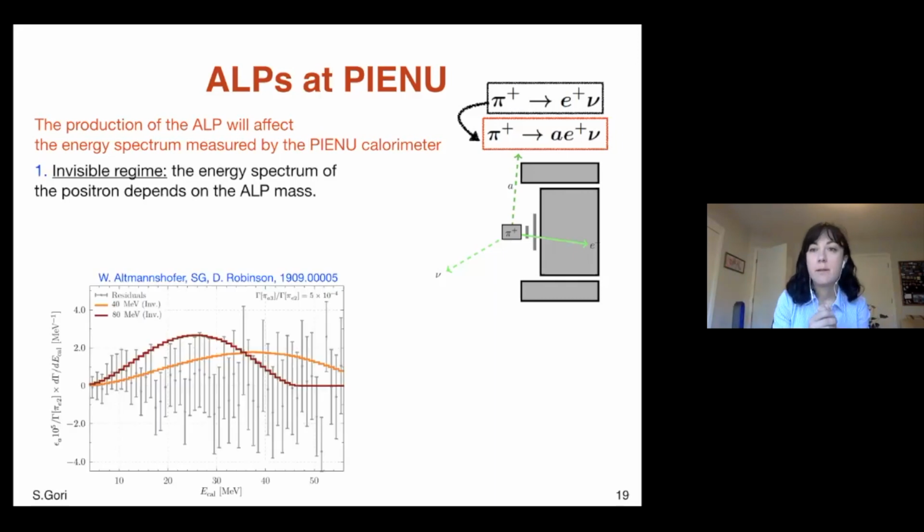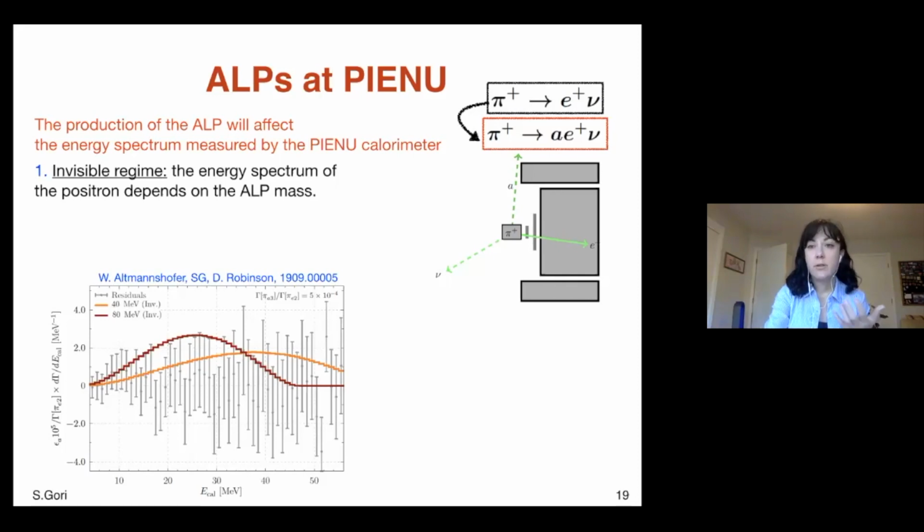We have done some Monte Carlo simulation to understand what the energy deposited in the calorimeter is, depending on the ALP mass. The first regime that we studied is an invisible regime in which the ALP is just escaping. These two curves correspond to different masses of the ALP, either 80 MeV or 40 MeV, and you see how the energy deposited by the positron changes depending on the mass.